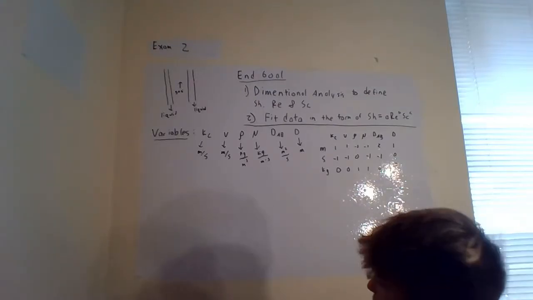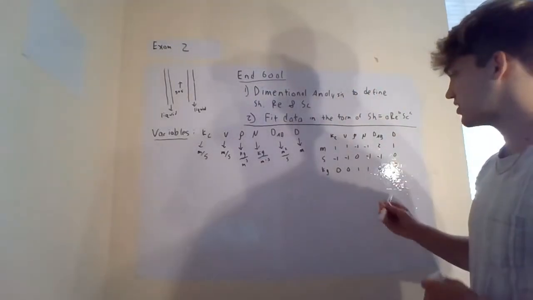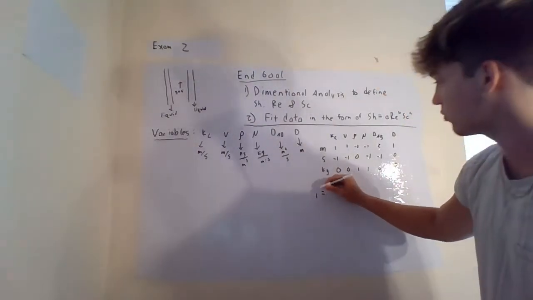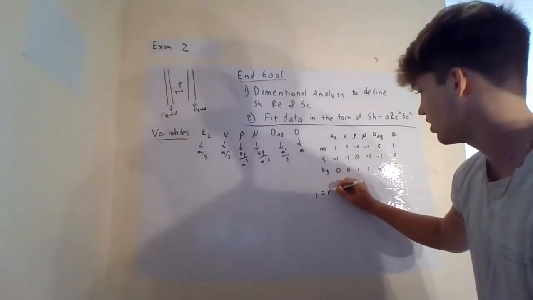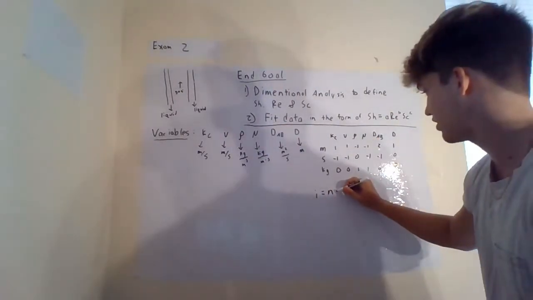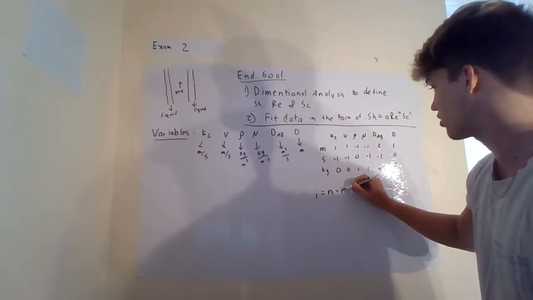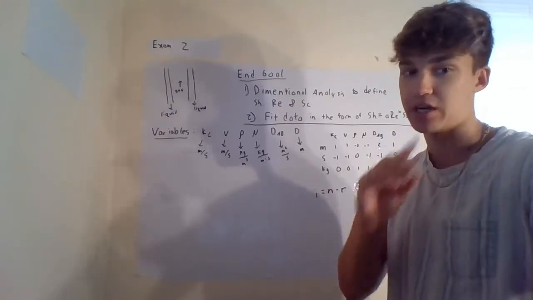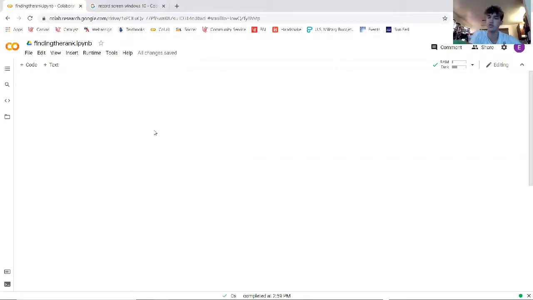So this gives us a nice little matrix right here. What we're going to do with this matrix is put it in the form of this equation, I equals the number of variables we have minus r, where I is the number of dimensionless groups that we need. And r is a constant I'm going to find in Python real quick, just to show you how I get that. So what we're trying to do here is find the rank of our array.